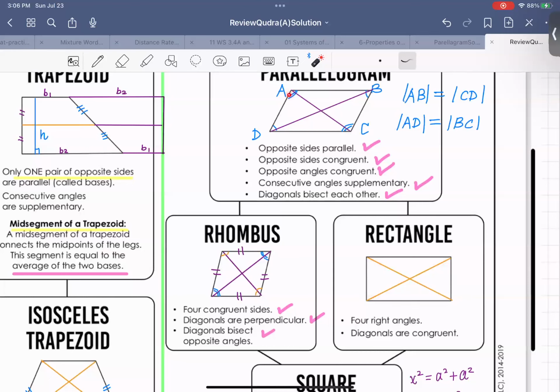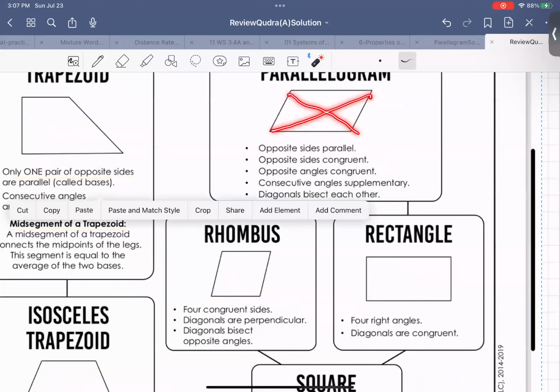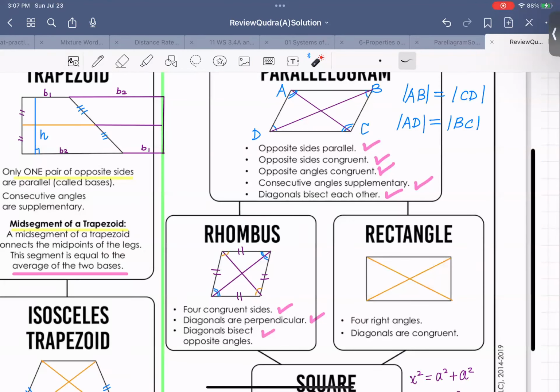This is saying if a parallelogram is not a rectangle, then these 2 lines will not be equal. If in a parallelogram the 2 diagonals are equal, then it must be a rectangle. You might feel curious why.